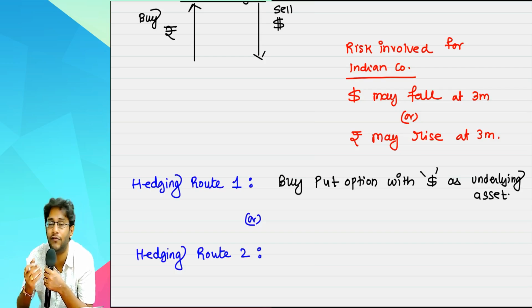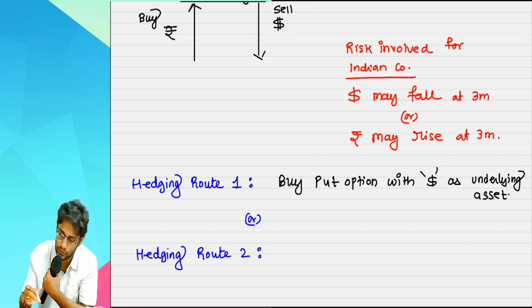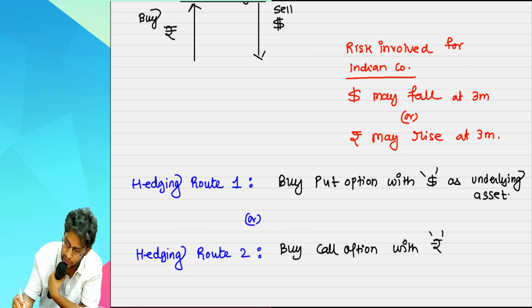Rupee may rise. If the rupee rises, I'll suffer a loss in my real market at 3 months' time. So I should gain in the options market when the rupee rises. Which option will give you gain when the price rises? Call option. So the answer is: buy call option with rupee as underlying asset.